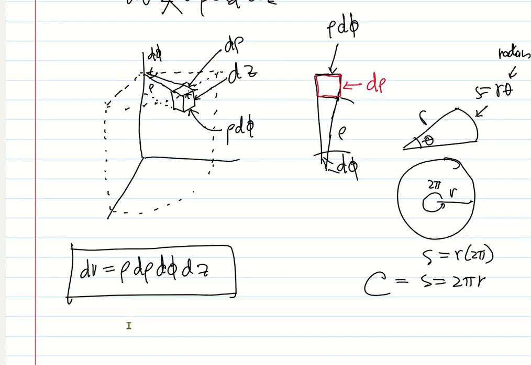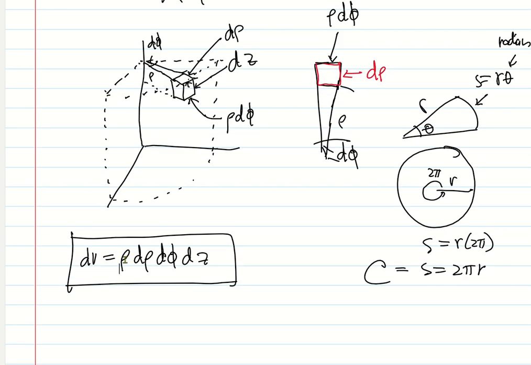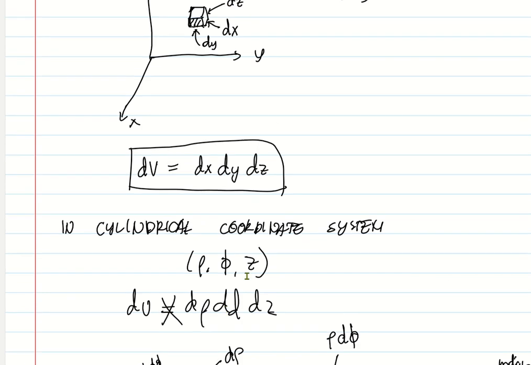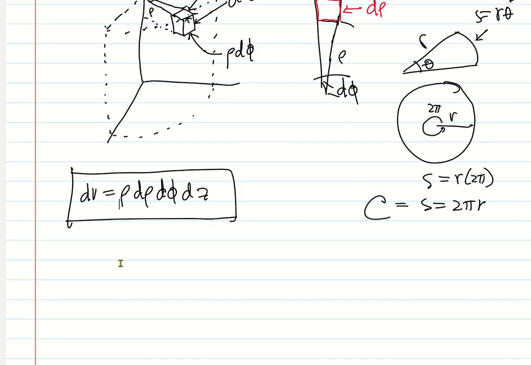So there's a factor here that is rho. In rectangular, it's just the differentials, while here we have another factor rho. So don't forget that rho.